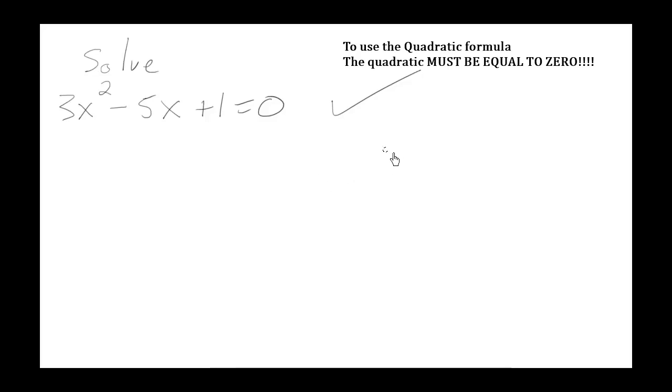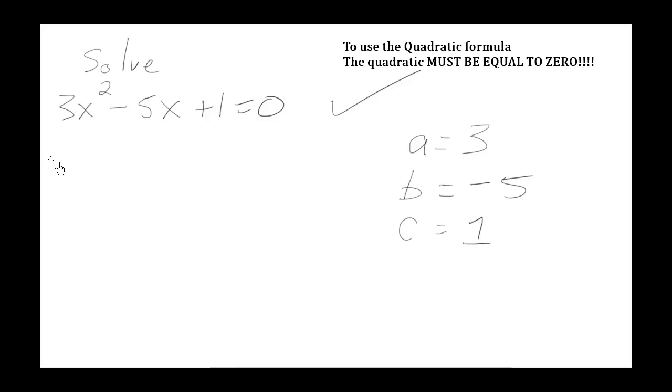Once I have it set equal to 0, the next thing I like to do is off to the side, I like to write down what the letters are. So a here, that's my leading coefficient. It's the coefficient on the x squared term. A here is 3. B here is minus 5. Watch those signs. The minus is attached to that 5. That's your b value. And my c here is a positive 1.